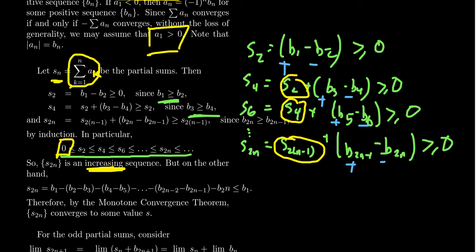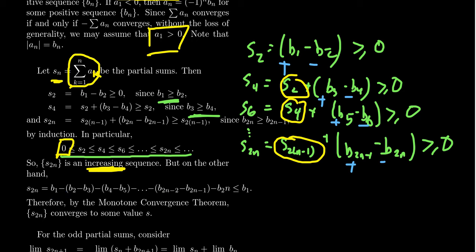Now, what do you see here? You have B1 minus something. Now, B2 is bigger than B3, so B2 minus B3 is non-negative. So you have a positive number minus something. Again, B4 is bigger than B5, so their difference is positive. You're going to take B1 minus something, then B1 minus something, B1 minus something.